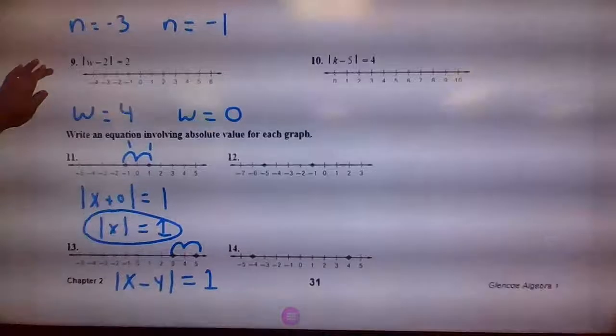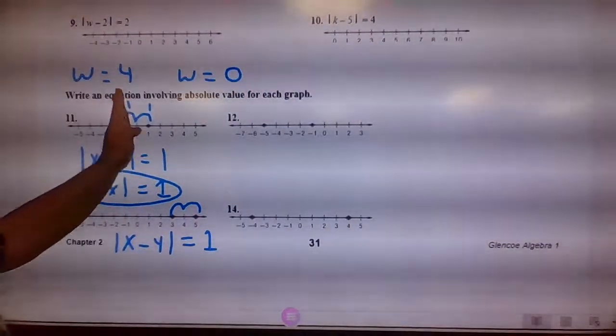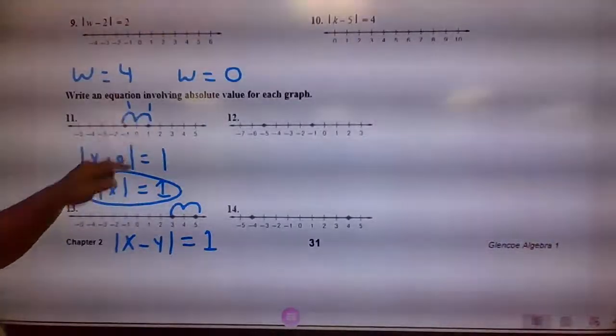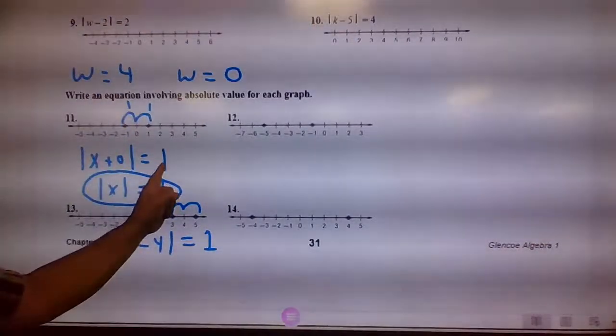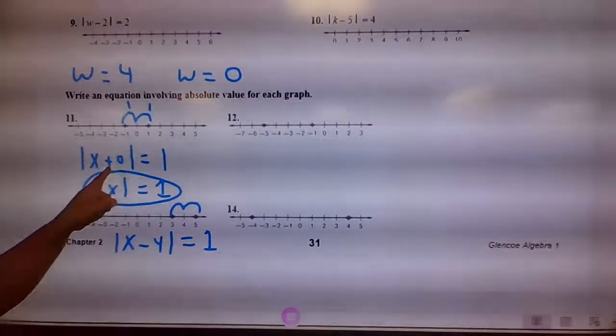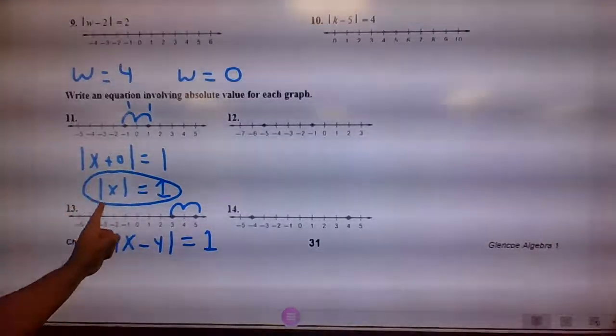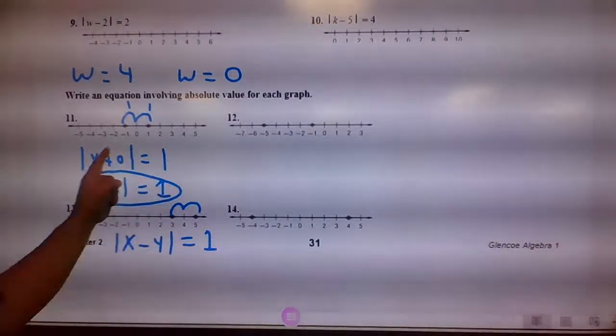And then number 11 and number 13. If you see right here, the distance to the middle is 1. So that distance is 1, so we put it equal to 1. And since the middle point is 0, you put it at 0. So 0 is gone, so we just leave it as the absolute value of x equals 1. So this is your equation.